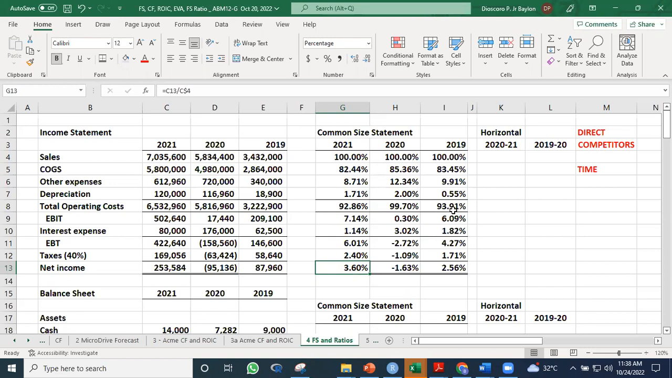Okay? Clear yun? So we benchmark, we compare against direct competitors. Pangalawa, we compare against time. Okay? What do you mean by against time? We compare with the previous years. Kunyari, comparing it with 2019, okay, tumaas yung profit margin natin. Comparing with 2020, tumaas din. So 2021 proved to be better performing relative to 2019, all the more relative to 2020. So naka-rebound, no? Naka-rebound yung company in 2021.